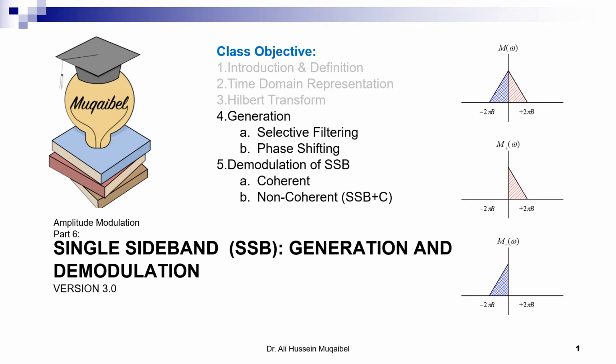Now we start the second part of single sideband generation and modulation. In the first part, we have covered introduction, definition, time domain representation, and we have used Hilbert transform. We came up with the general form for the single sideband. In this presentation, we look at generation using two types, selective filtering and phase shifting. And then we'll look at demodulation of single sideband using coherent or non-coherent detection if we add the carrier.